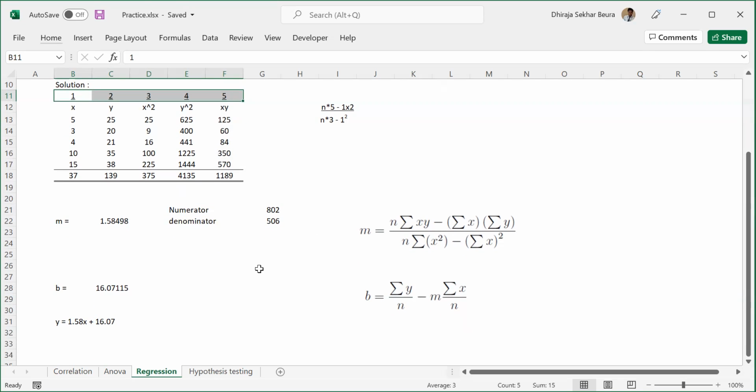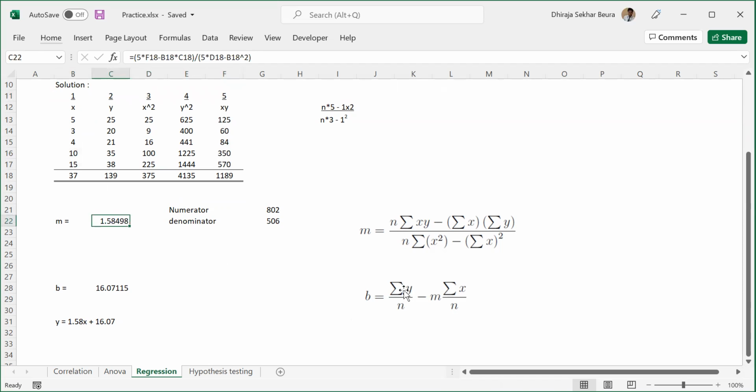Okay. Now, very quickly moving to B, the formula is simpler in comparison to the other one. Here, the value of M is going to be used, which we have already calculated. We simply take the second column total, 139, divided by the number of items, that is 5. And we deduct from it the total of the X column divided by N again, 5, multiplied with M. So this is the formula.